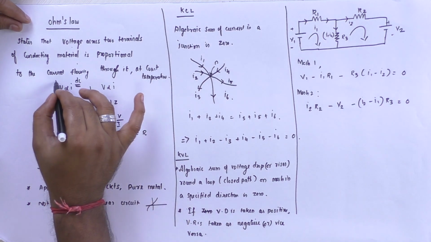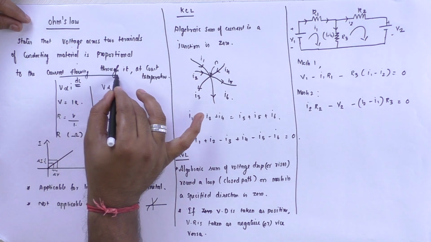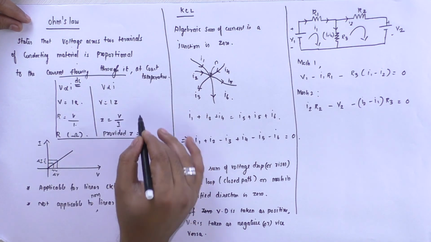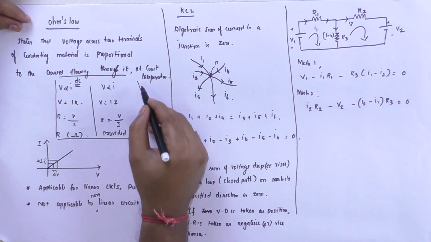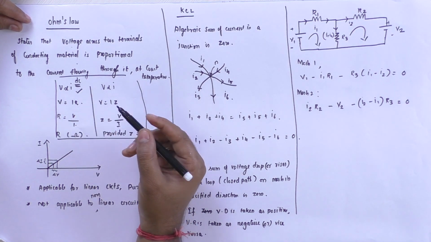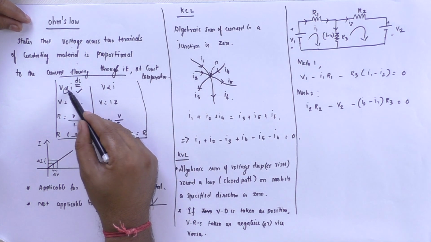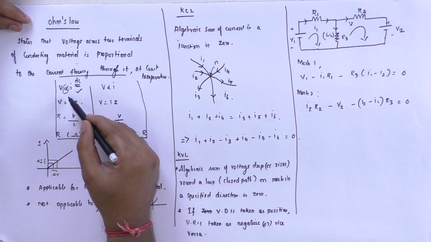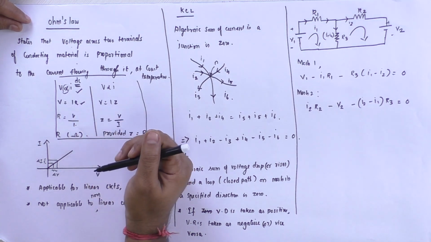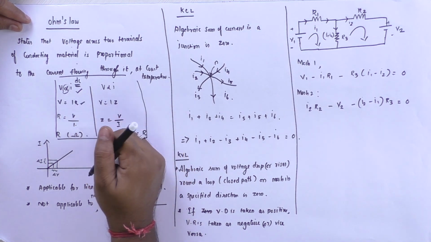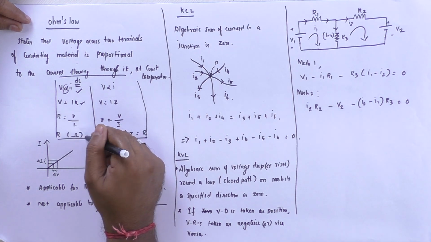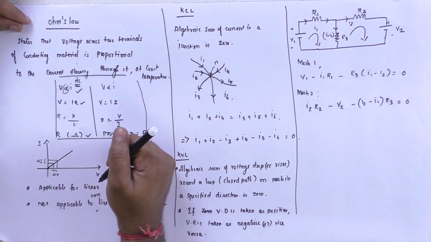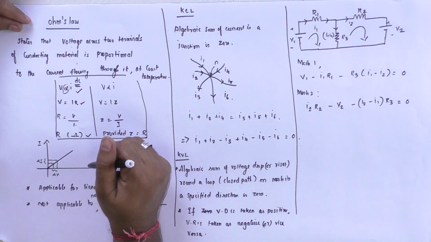Coming back to the mathematical analysis of Ohm's law, having V and I, the statement gives V is proportional to I. On replacing this proportionality symbol with the help of a constant, V is equal to IR, R is equal to V by I, and R is represented in ohms. This is applicable in DC circuits.